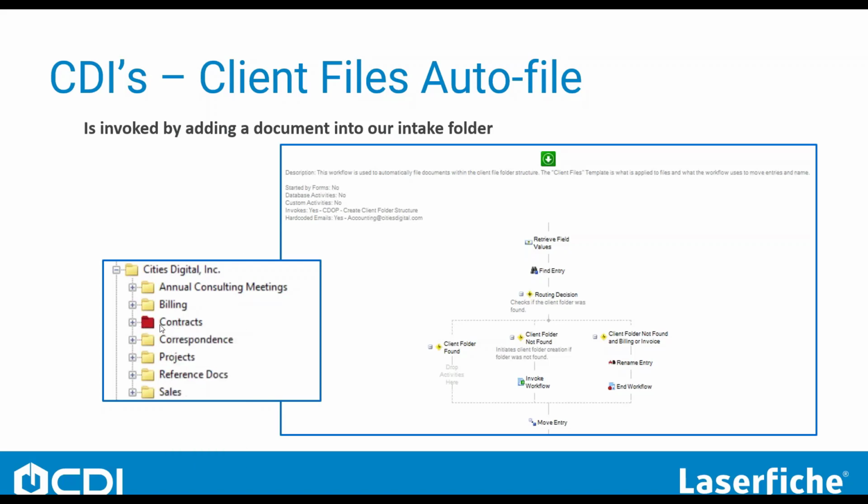And then again, I just kind of want to point out here, you'll see that our contracts folder is red. So you can set up your templates to be different colors to help you identify what's happening with your folder structure without necessarily having to go into it. So contracts here, being red, is telling us that there is a contract contained in there, and that's exciting.